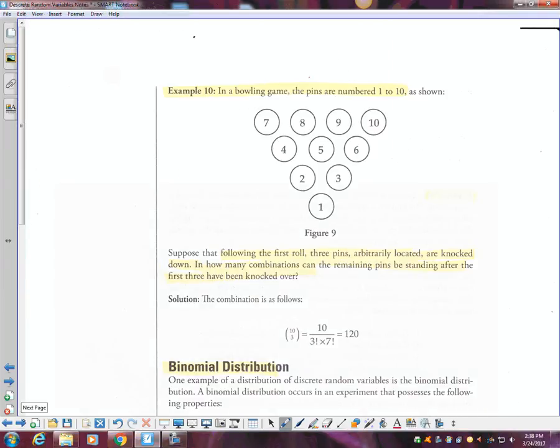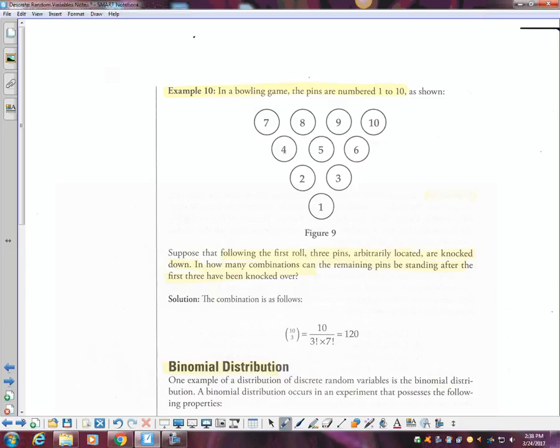Okay, a bowling game. This would be a great multiple choice. In a bowling game, the pins are numbered 1 to 10 as shown. Suppose that following the first roll, 3 pins arbitrarily located are knocked down. So 3 pins get knocked down. I don't know how. In how many combinations can the remaining pins be standing after the first 3 have been knocked down?